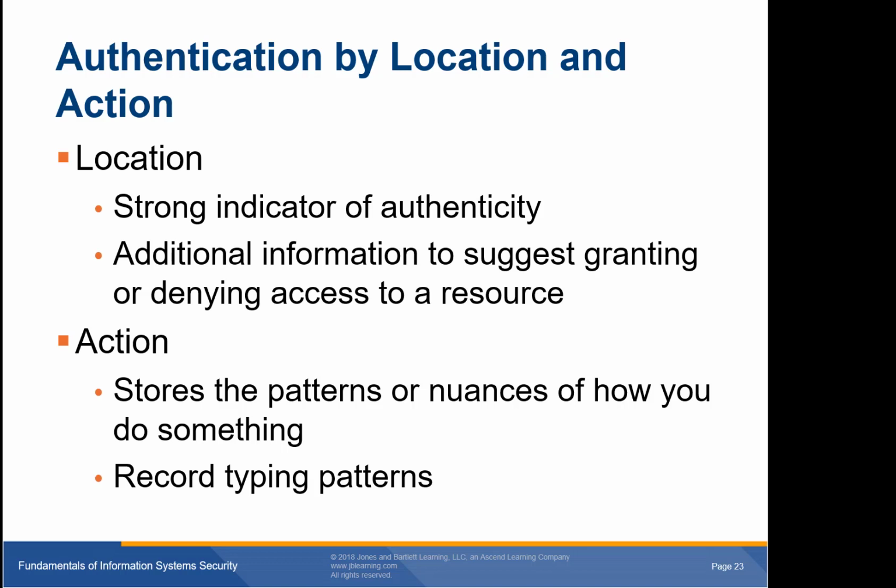Location can provide additional information to suggest granting or denying access to a resource. For example, suppose a user provides a PIN along with a debit card number to a card reader. The card reader is located in a fuel pump in Topeka, Kansas. However, the IP address of the user providing the PIN is located in Tampa, Florida. The separate locations may raise enough suspicion to deny the necessary access to the funds.